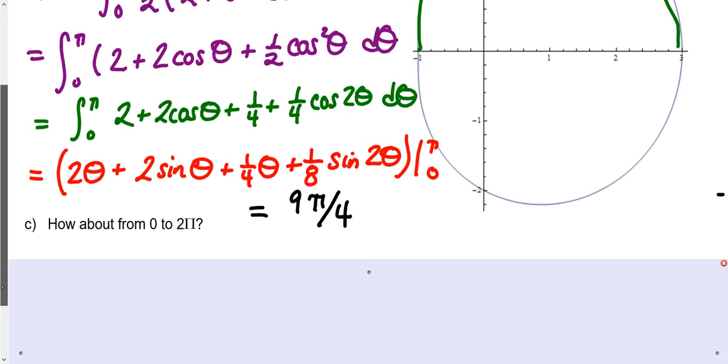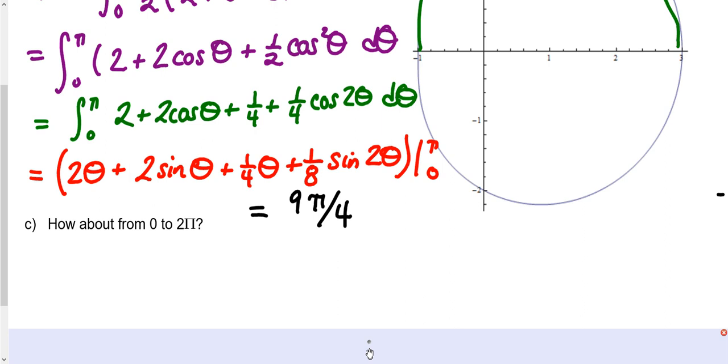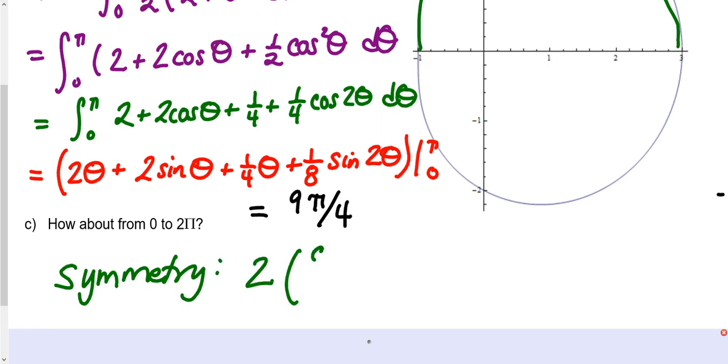And since there is symmetry between those two, you certainly can use that symmetry to your advantage, okay? So by symmetry, I would say rather than changing the bounds, we could just take 2 times our previous answer and get 9 pi over 2. That's how I would do that one.